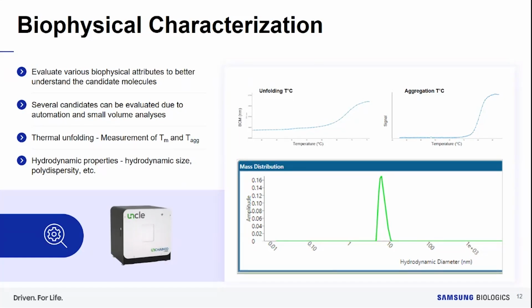The output from this is that we'll obtain information regarding thermal unfolding, both the temperature of unfolding and temperature of aggregation, the TM and TAG. We'll also obtain hydrodynamic property information, so hydrodynamic size, polydispersity, and so forth. Measuring these biophysical properties such as TM and TAG allows us to compare with other molecules like commercial products or molecules in development, some of which we have taken through full development using our process development platform. Yep. Excellent.